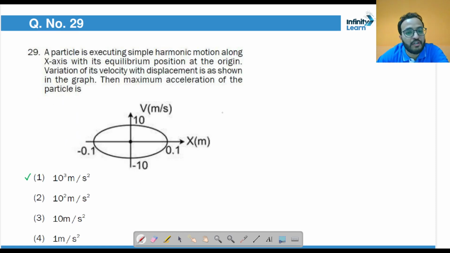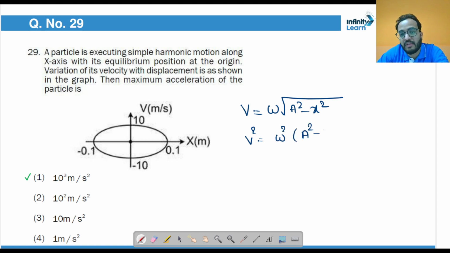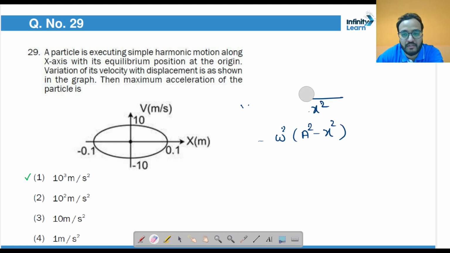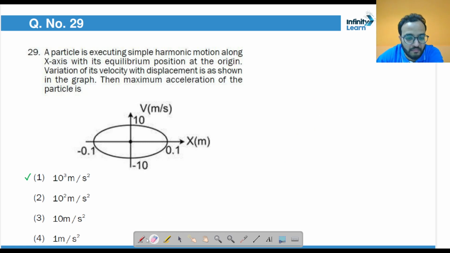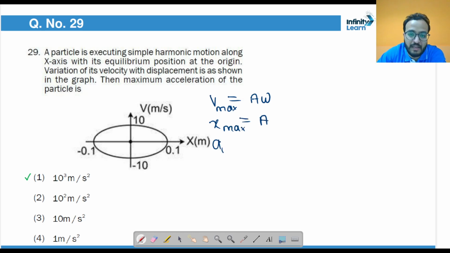Okay, so what is the relationship between V and x? See, V is equal to omega times root over a square minus x square, right? So you will say, sir, V square is equal to omega square into a square minus x square. Oh, forget it, we don't want to waste our time. We know that V max is a omega, x max is A, and A max is a omega square.